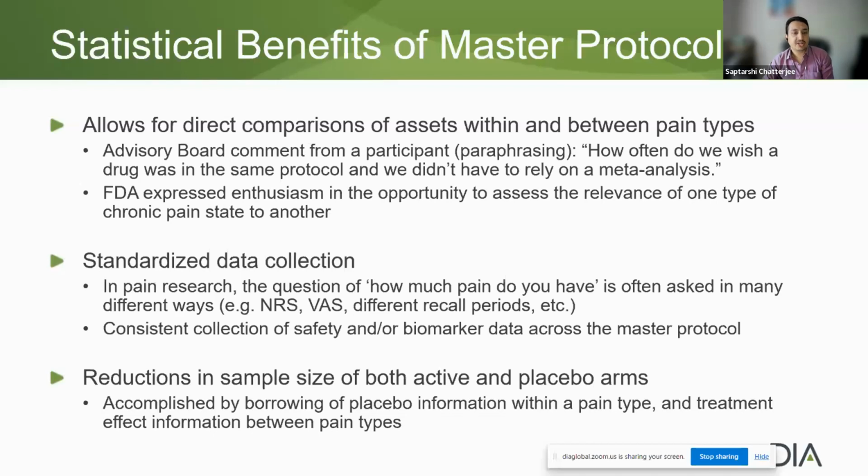So first of all, let's start with the benefits. Because of the single protocol and having sub-studies within the protocol, it allows for direct comparisons of assets within and between pain types. Now, we had an advisory board meeting before starting the master protocol, and we received a comment there: how often do we wish that a drug was in the same protocol, so we don't have to rely on external borrowing, or on non-direct borrowing through a meta-analysis.